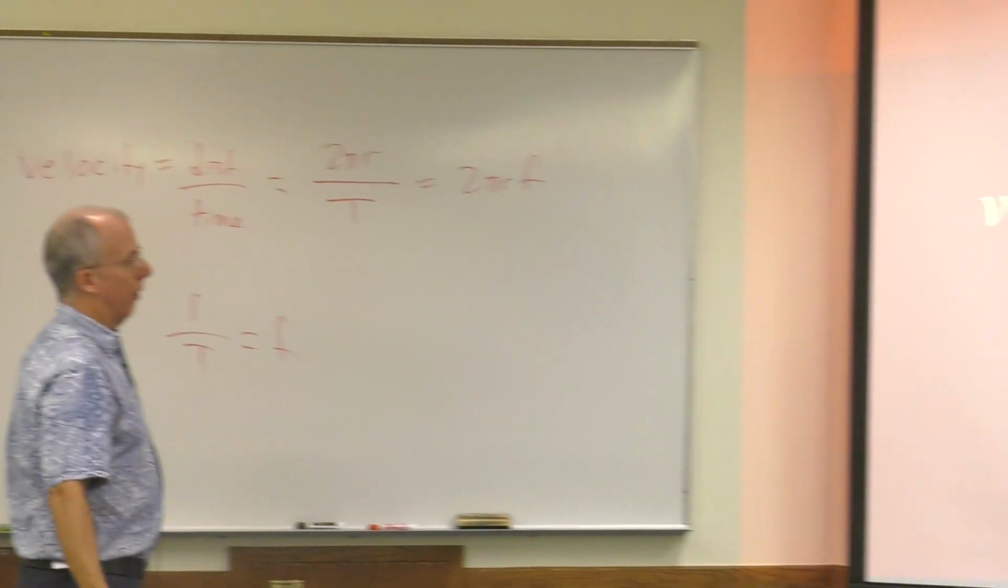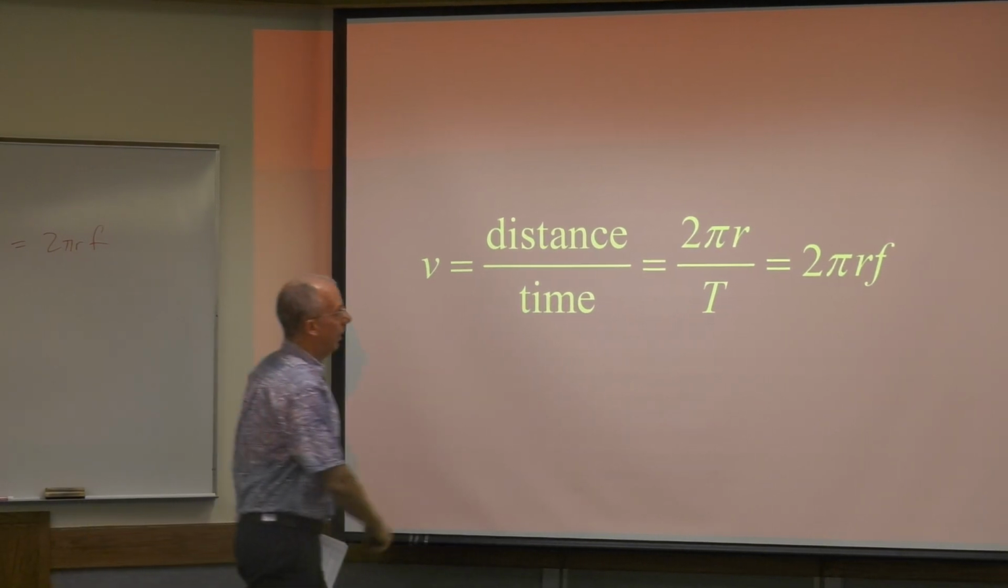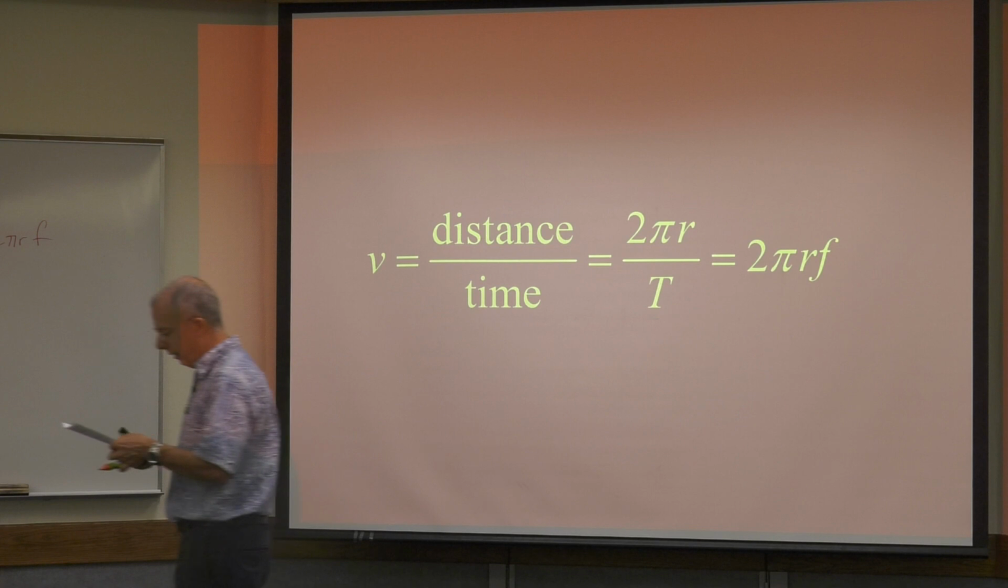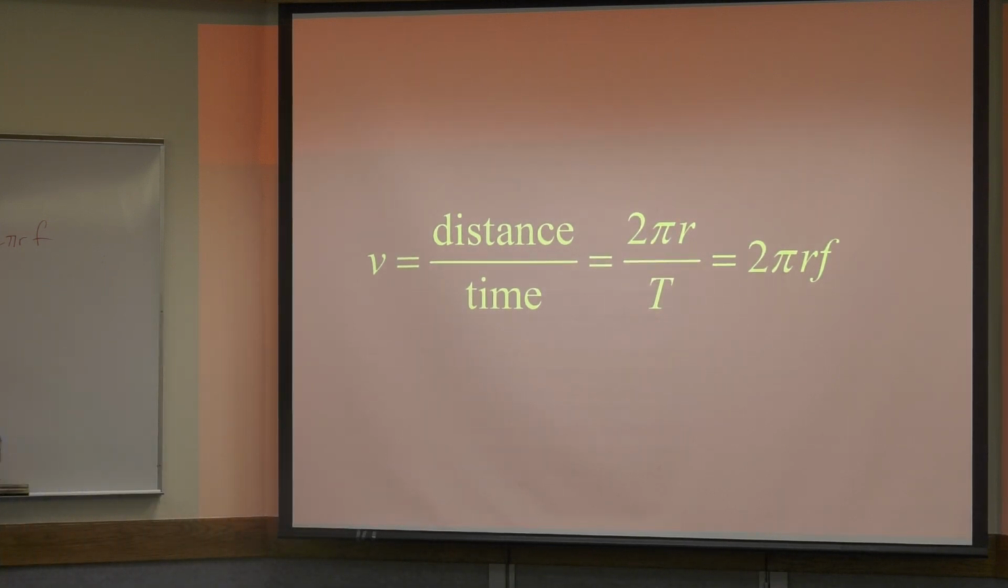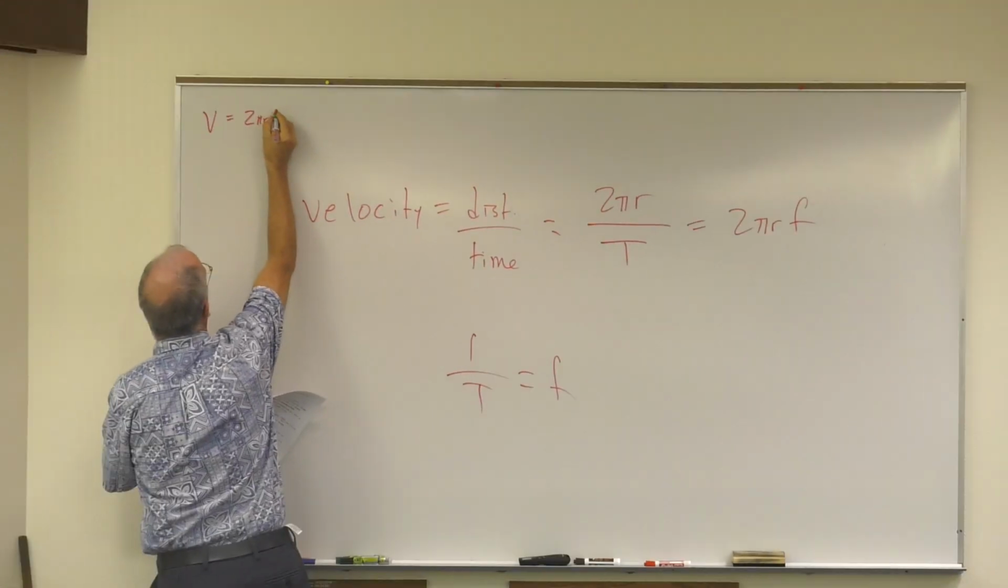So the velocity for uniform circular motion is 2 pi r over the period, which is 2 pi r f. And we will use that, so keep that in the back of your head. Velocity is 2 pi r f.